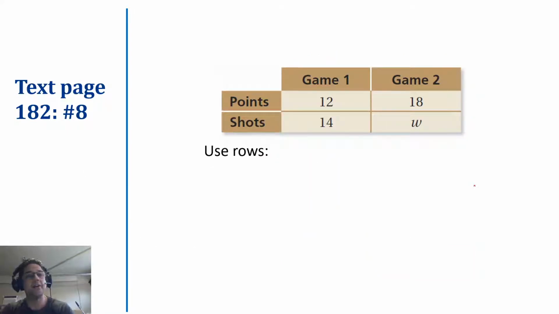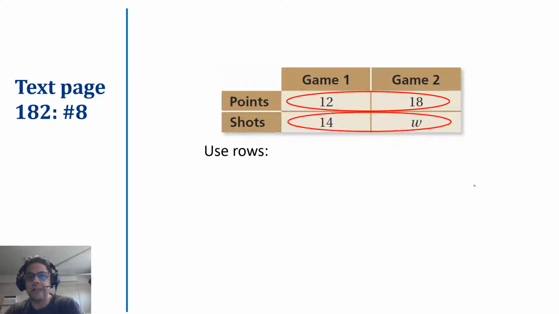Ooh, let's try rows. Rows also works, but personally, I don't like it as much as the columns. And the reason is columns is already set up nice and neat with like a fraction, but it's still doable. So that's why we practice it. So we got 12 over 18 and 14 over W.